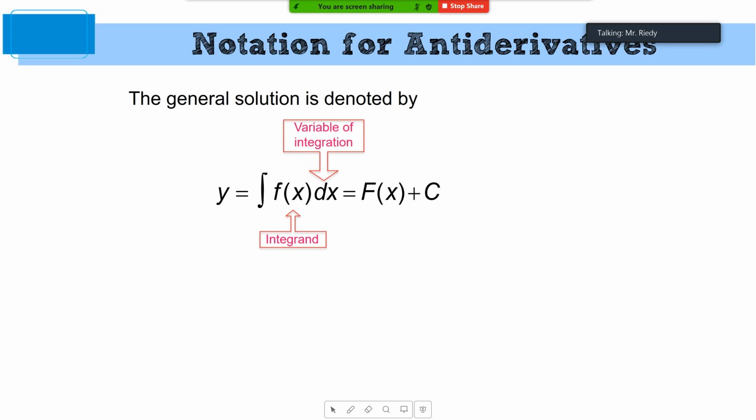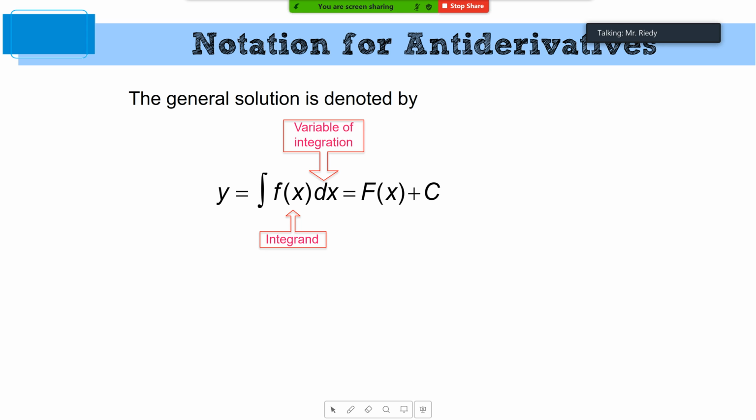We had problems involving w, s, h, and x. Of those variables, of those letters, only one of those is the variable. The same thing is true here. When we're dealing with basic f of x functions, it's pretty easy. X is our variable, let's go from there.